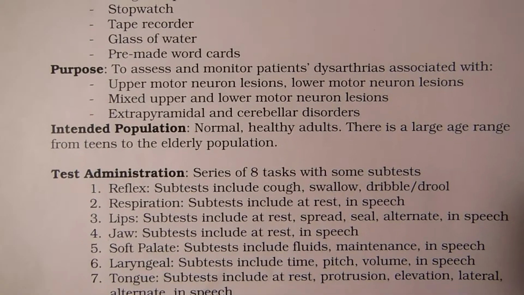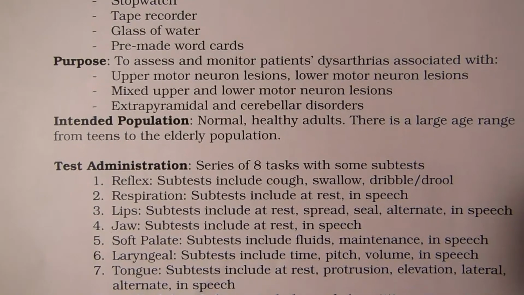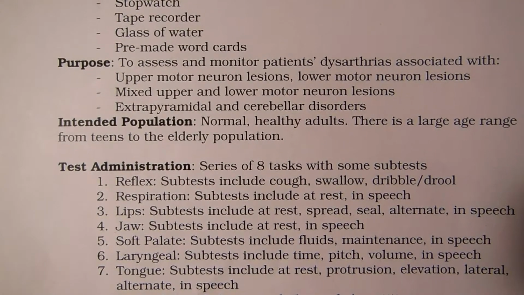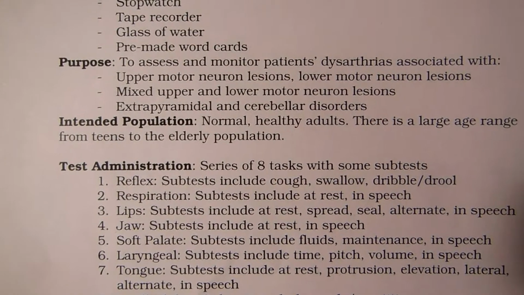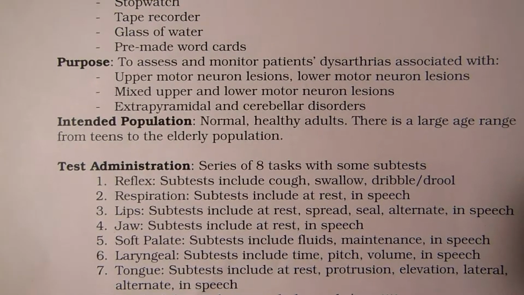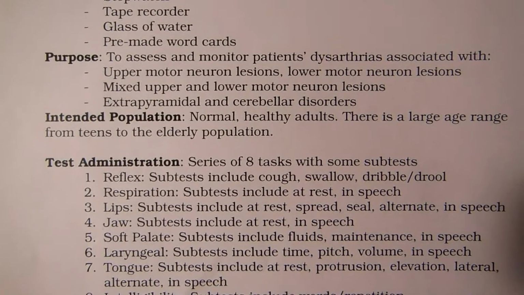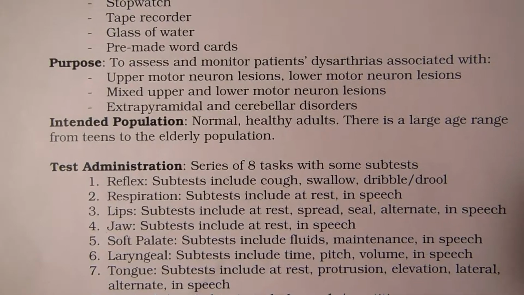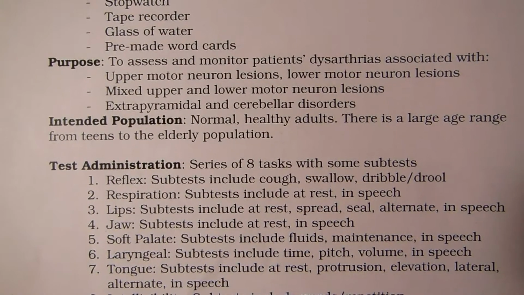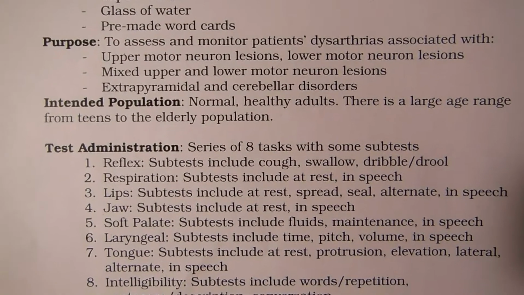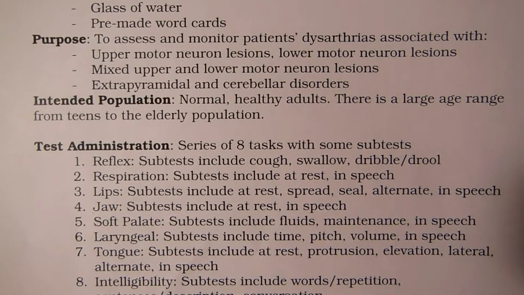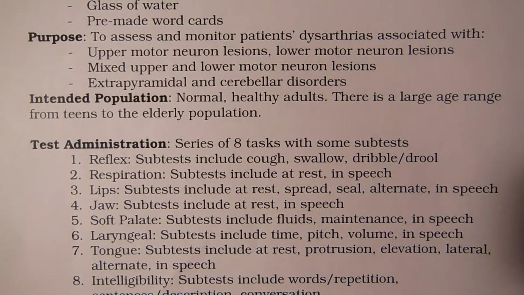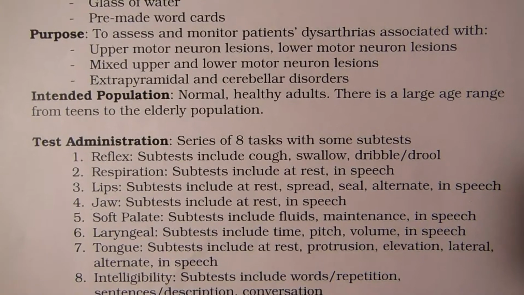The actual test includes a series of 8 tasks with some subtests. The first task is a reflex task. The subtests include coughing, swallowing, and dribbling/drooling. The second test is about respiration, and the subtests include respiration at rest and respiration during speech. The third test is about the lips.